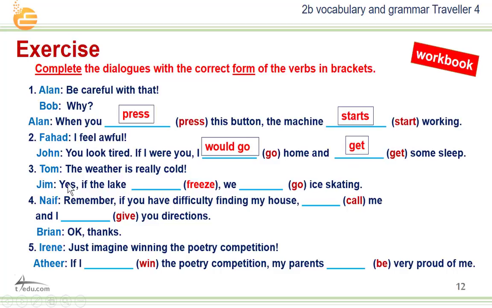Number 3. Tom, the weather is really cold. Jim, yes. If the lake freeze, we go ice skating. So he is talking about something that will happen in the future or will probably happen in the future. We use type 1. If the lake freezes, present, we will go ice skating.